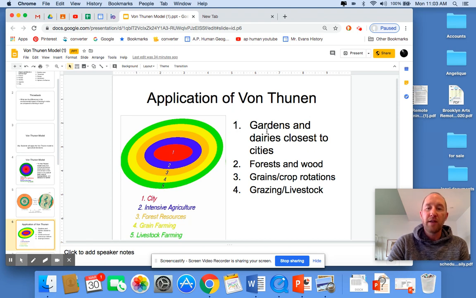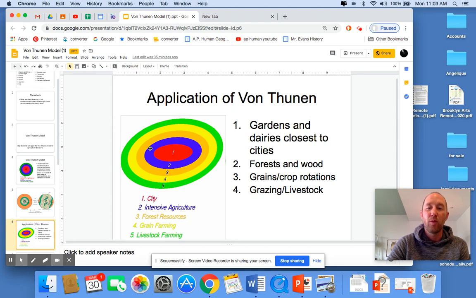So fruits, vegetables, and dairy are close to the cities. There's a couple reasons for that. A, they're delicate, and you don't want to transport them a long way because they'll get damaged and bruised, and you won't be able to sell them. So you want to have a short distance to the market. And secondly, they're perishable. So milk spoils, fruits and vegetables rot, so you need to get them to your customers as quickly as possible. Therefore, they should be located closest to the city.